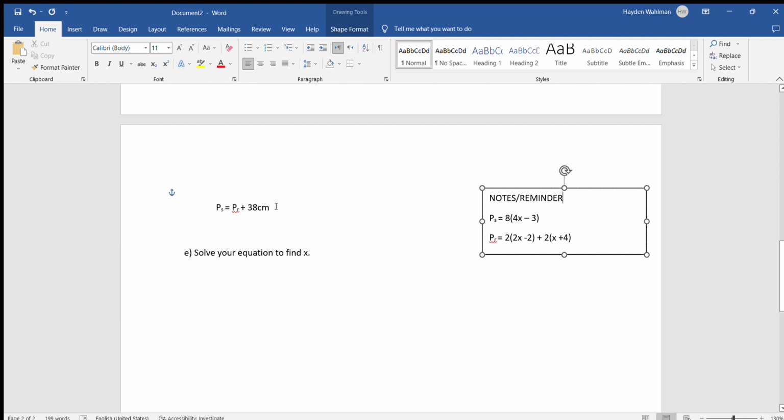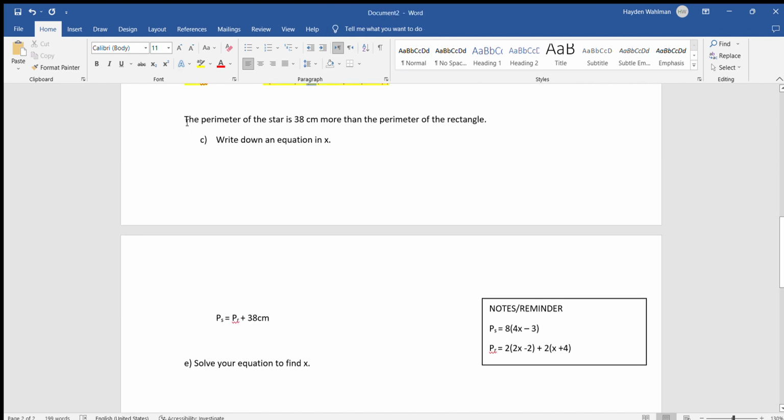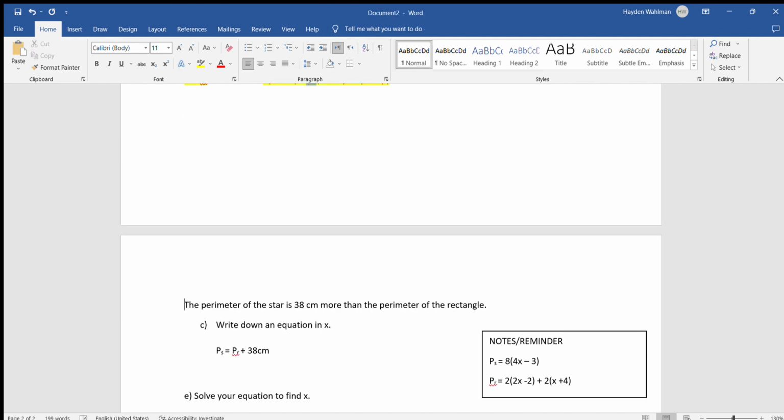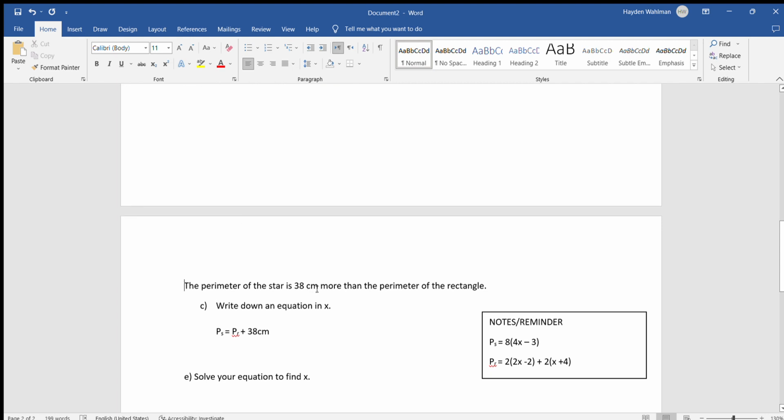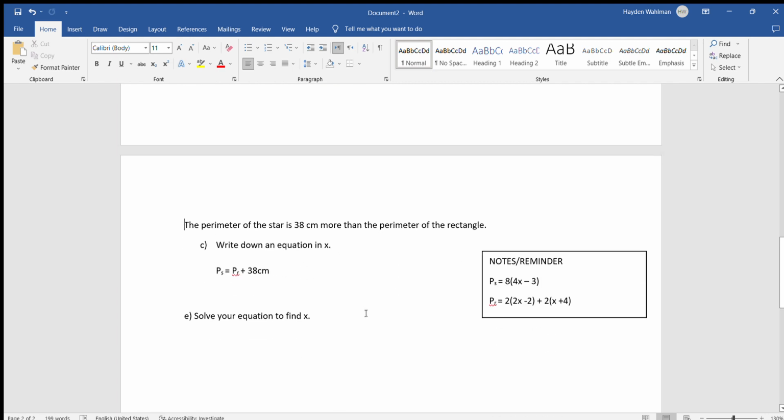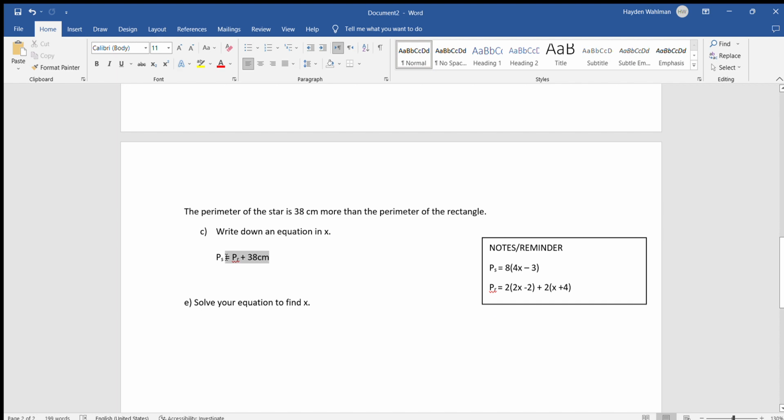Okay, so let's take all this down here. So the perimeter of the star is 38 centimeters more than the perimeter of the rectangle. So I just wrote down the equation, but I didn't write it in terms of X. I just did that to start the process and get it more organized in my brain. Now we're going to do it in terms of X. So if we leave it like this, we will get the wrong answer. We need it in terms of X. So let's do it in terms of X.